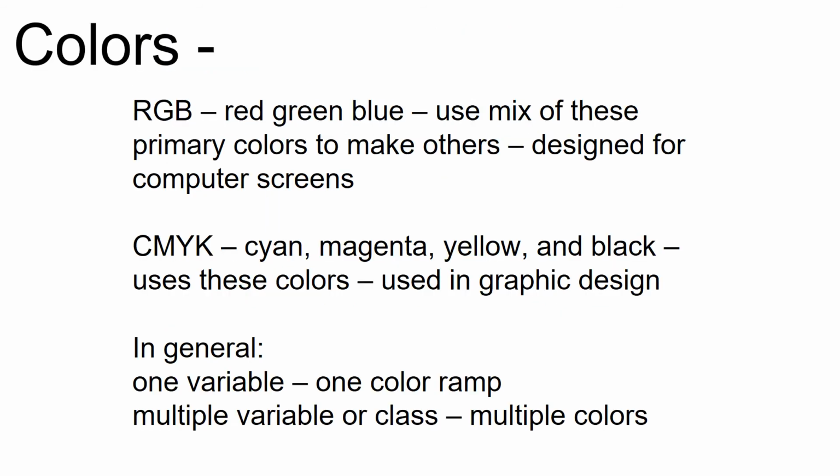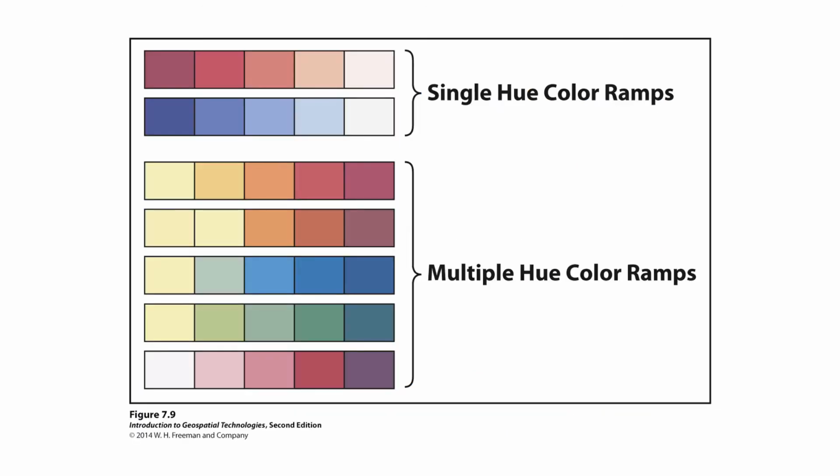When we talk about colors, red, green, blue, or cyan, magenta, yellow, and black are another common one, and they're just how we identify the makeup of a color. In general, if you've got a single variable, you pick one color and use a color ramp where you go from light to dark. If you have multiple variables or classes, for example, you have class data, multiple colors tend to work best. Here's what we're talking about: a single hue color ramp versus a multi-hue color ramp.